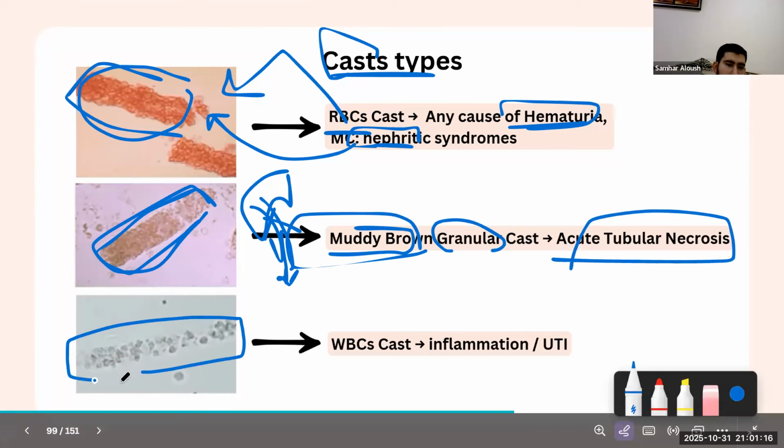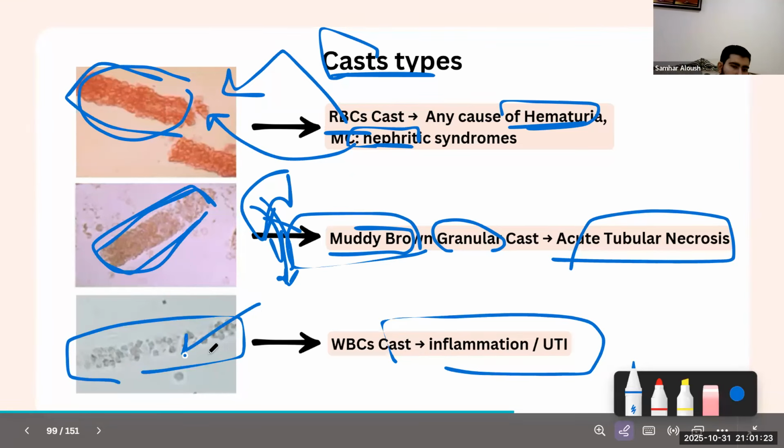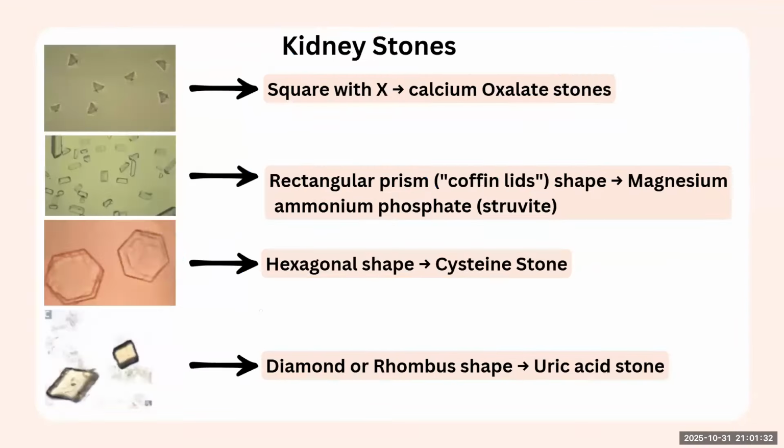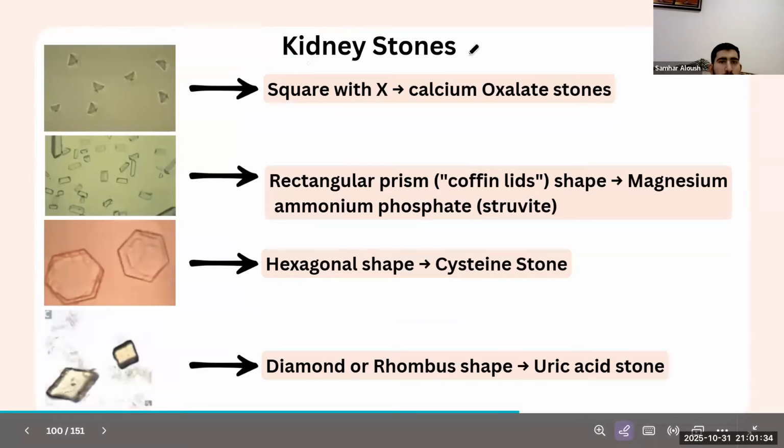The last one is white blood cell casts. We have white blood cells in the urine when there is inflammation. If you have inflammation, neutrophils will appear in the urine and we will have white blood cell casts. Clear? Yes. Okay.